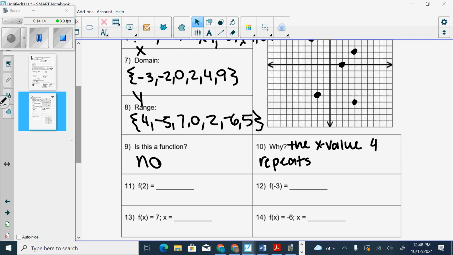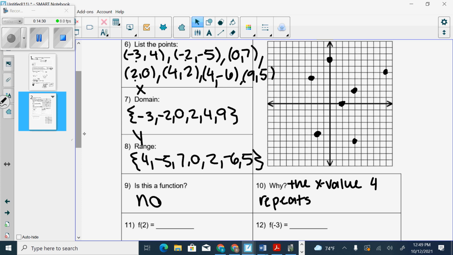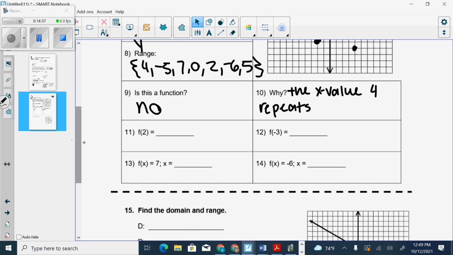Then they ask a couple of questions. We don't have a rule this time, so we can't use what we used on the front page, but we have specific coordinate points, right? This says f of 2, that means when x is 2. So I'm going to come up here and look for the coordinate point that had an x value of 2. When x was 2, y was 0. So my answer must be 0. f of negative 3. Go look for the coordinate point when x was negative 3. 4.